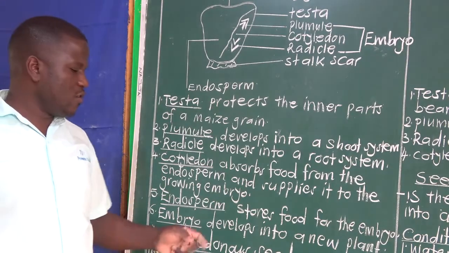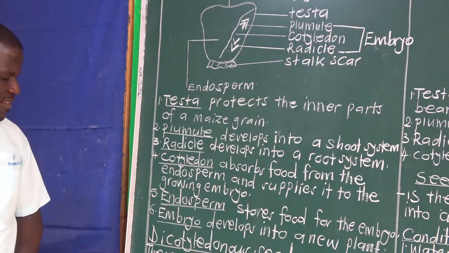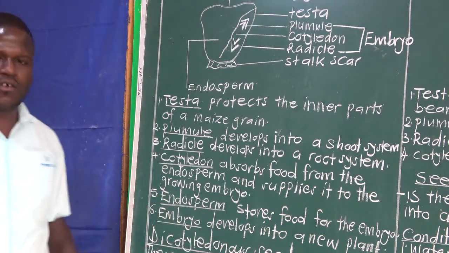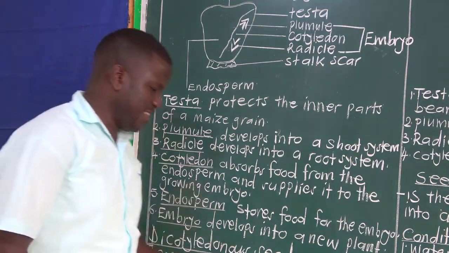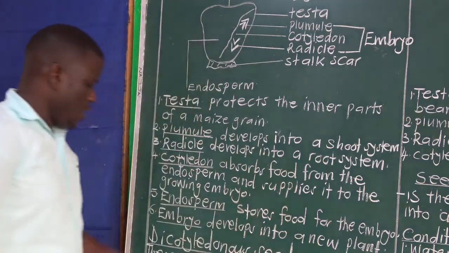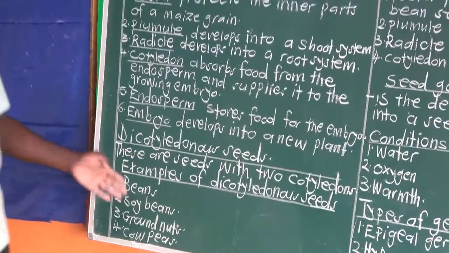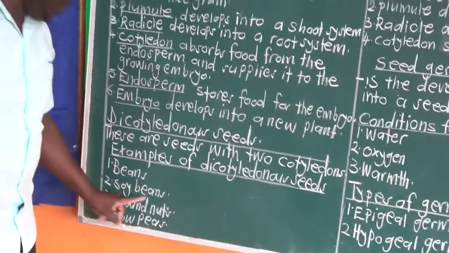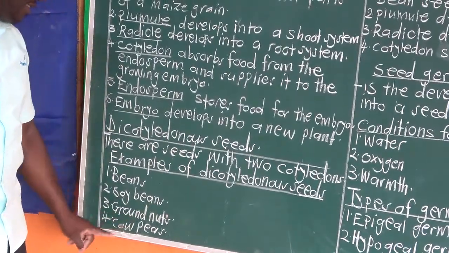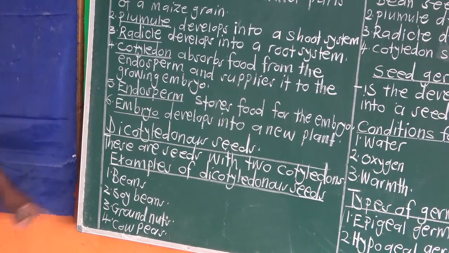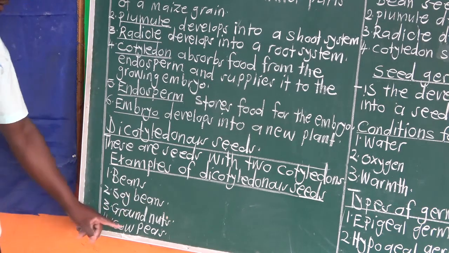Next, we look at dicotyledonous seeds. These are seeds with two cotyledons. We have examples of dicotyledonous seeds. We have beans, soybeans, groundnuts, cowpeas.